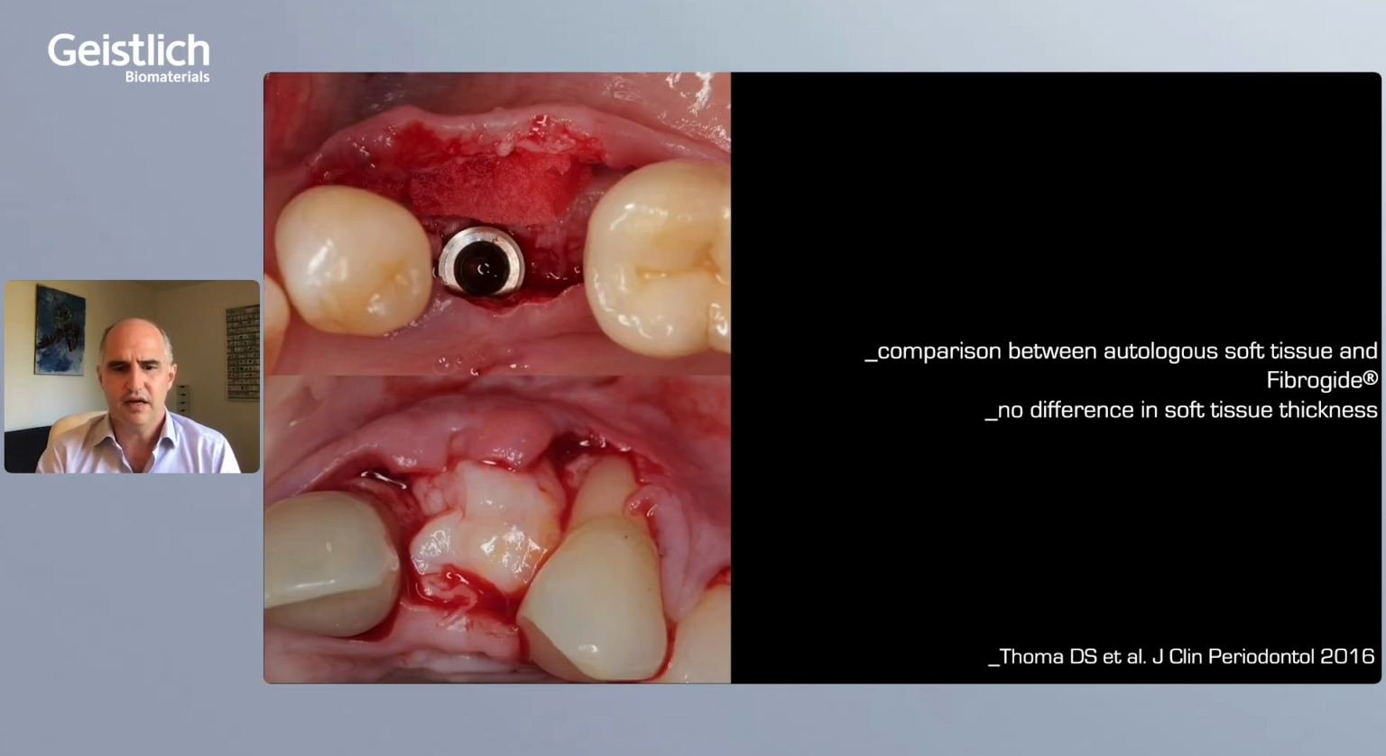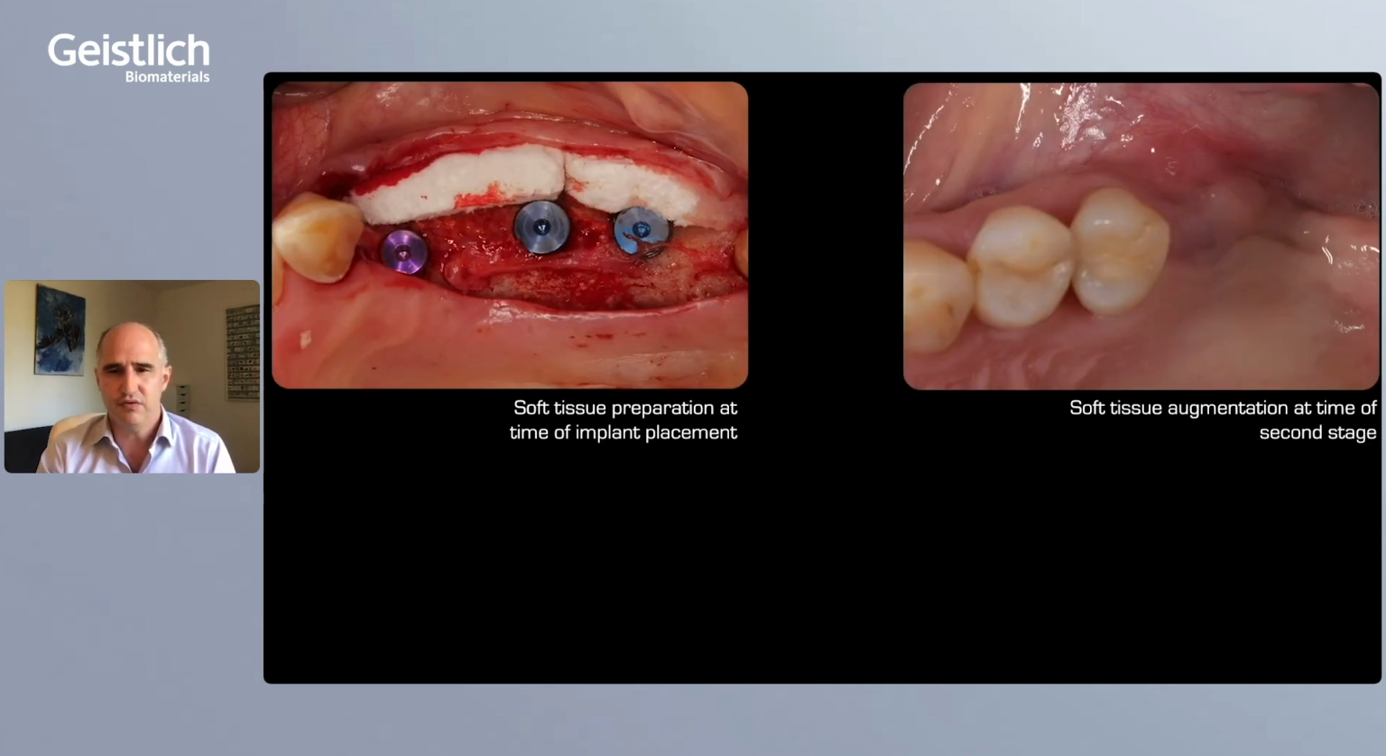So there's data from Dani Toma showing us clearly that there doesn't seem to be a big difference between connective tissue graft and Fibro-Gide, especially in the context of soft tissue thickness augmentation. So both of these materials you can use in order to increase soft tissue height and also soft tissue thickness. I would like to give you two clinical indications which work quite well in my hands with Fibro-Gide in order to improve soft tissue thickness and height.